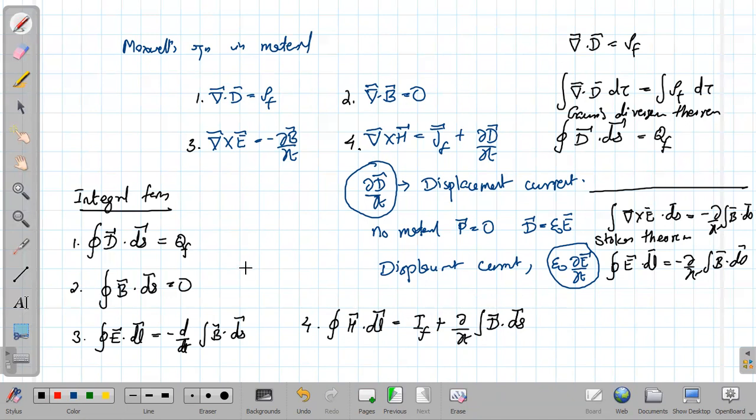This integral form we require when we discuss the boundary conditions. If you want to relate the fields over the boundaries, then we have to use these equations. Okay, so for the time being, we can stop here. In the next class, we'll discuss the boundary conditions of fields.